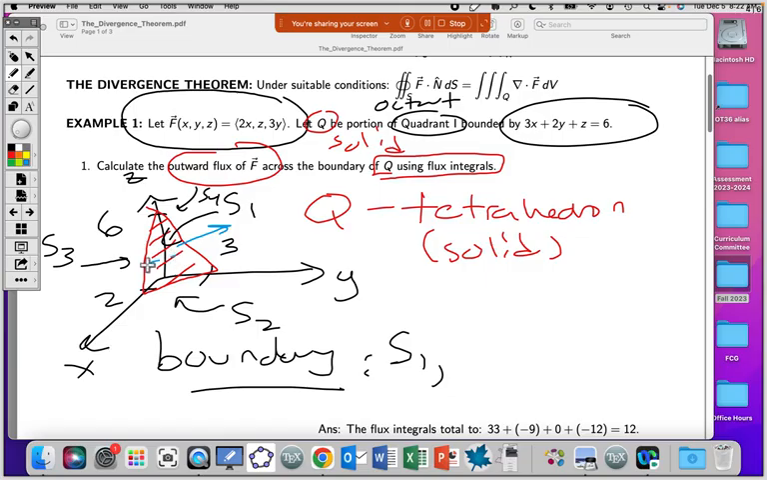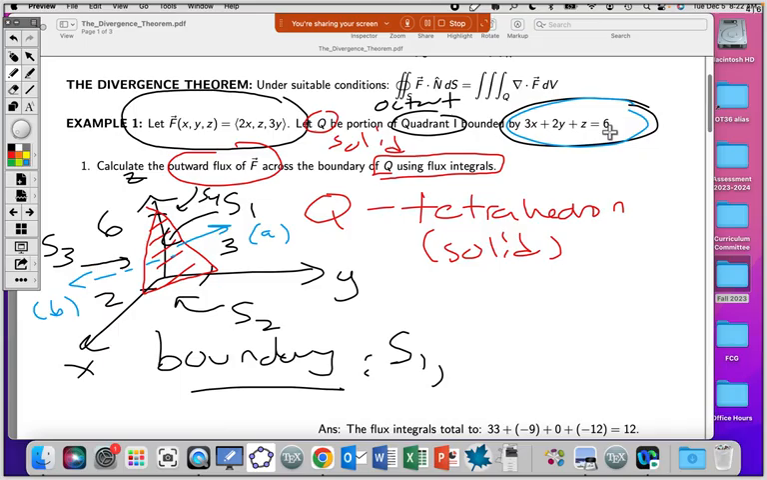Option B is the other way. So this would be option A, this would be option B. Which of those directions is going to be outward from Q's perspective? If I want to see how much is getting out of Q, that'd be option A. Very good. Now, once again, to evaluate the flux integrals, going back to what we did last week, I've got a function of x, y, and z, right? I'll have to pick one of those.